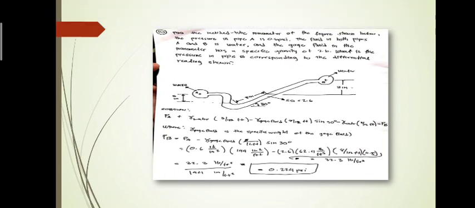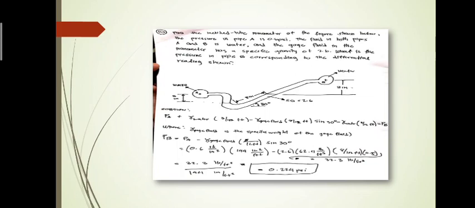Then, for the inclined tube manometer of the figure shown below, the pressure in pipe A is 0.6 psi. The fluid in both pipes A and B is water, and the gauge fluid in the manometer has a specific gravity of 2.6. What is the pressure in pipe B corresponding to the differential reading shown?